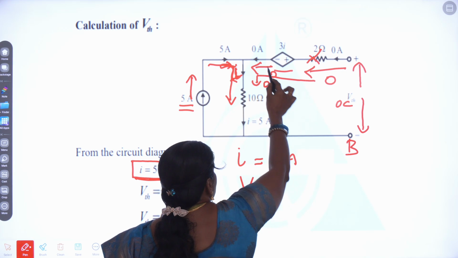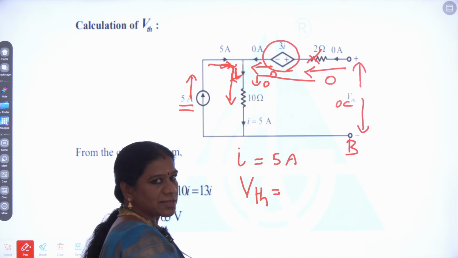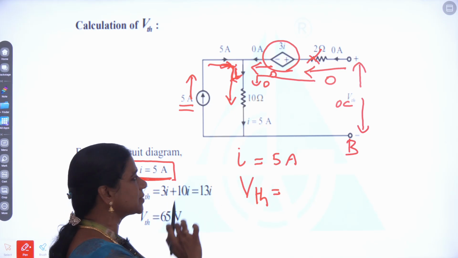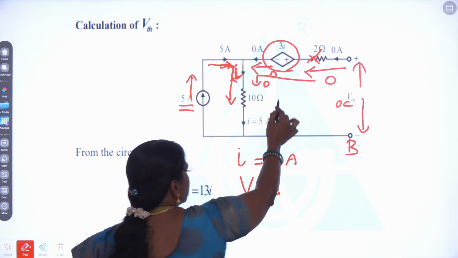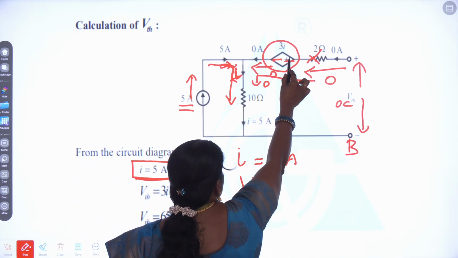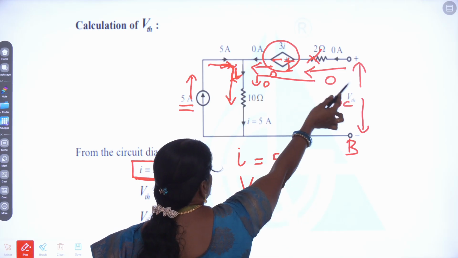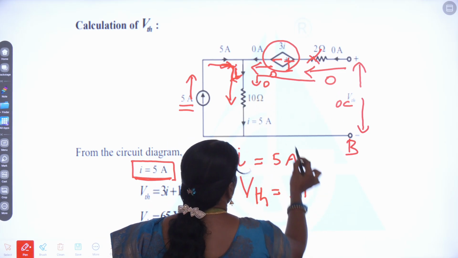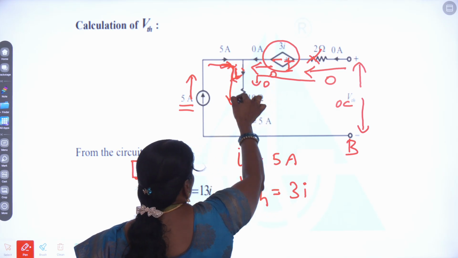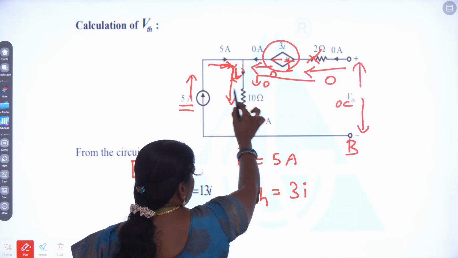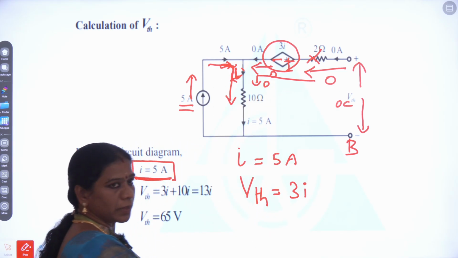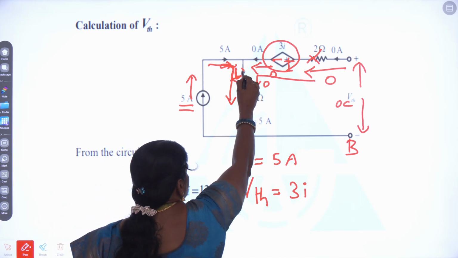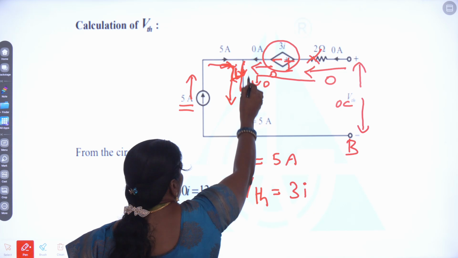Now we can consider here we have a voltage source, which is a dependent source. The value is given as 3I. Now the terminals are nothing but here it is minus, here it is plus. So what is the voltage source value now? 3I. Now the current passing through this 10 ohms will be 5 amperes. It is our I value. Current passing through this 10 ohm is nothing but I.